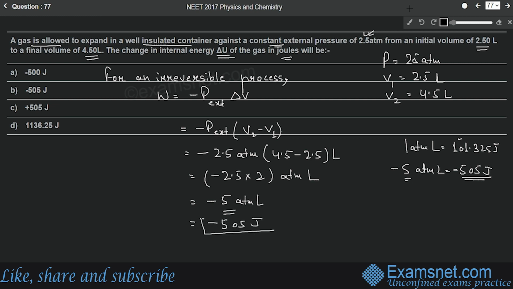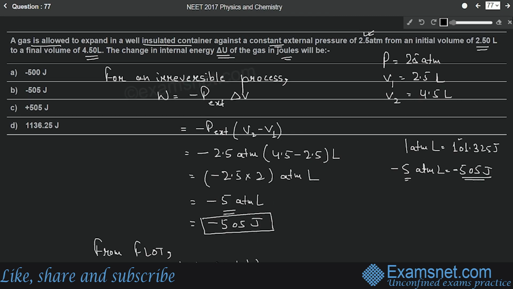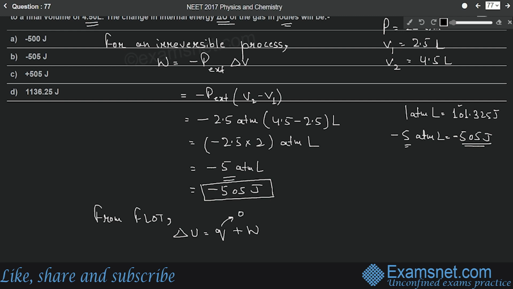Now this is the work done, and what we have to find? We have to find the change in internal energy. So we know that from the first law of thermodynamics, the change in internal energy, that is delta U, is equal to Q, that is heat, plus the work done, W. Now it is given in the question that the container is well insulated. That means no heat will be transferred. So the value of Q, that is heat, will be 0. So the change in internal energy will be equal to the work done, that is equal to minus 505 joule. So the correct answer will be option number B.